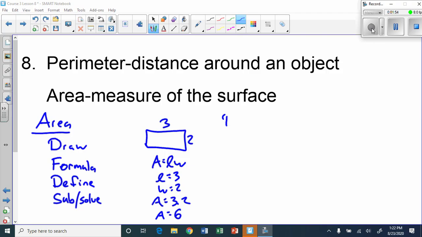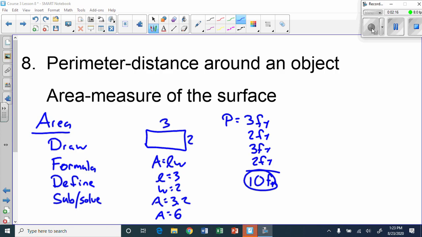If I had to do perimeter, I would have 3 feet plus 2 feet plus 3 feet plus 2 feet. 3, 6, 8, 10. So this gives me 10 feet. We just added, kind of like 2 apples plus 2 apples is 4 apples.